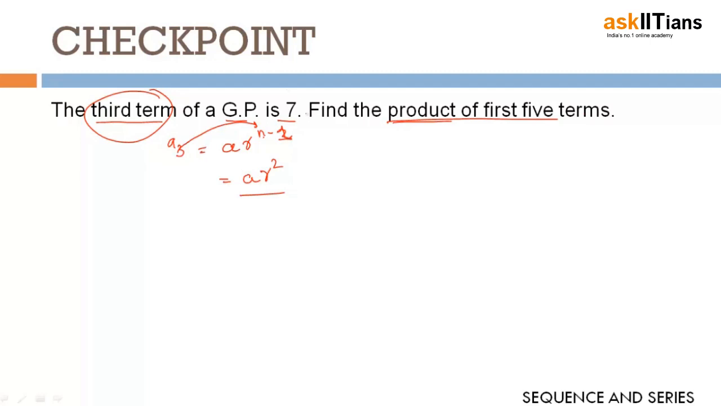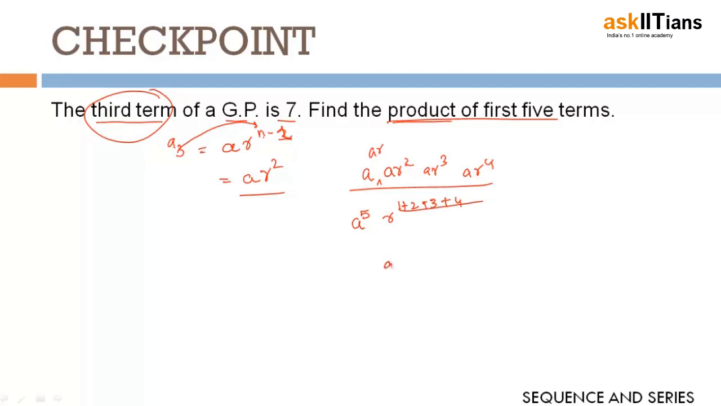Now it's asking for the product of the first 5 terms. So let us first take the first 5 terms: A, AR, AR square, AR cube and AR^4. Now if I multiply these, what will I get? This will be A raised to power 5, since 5 A's are there. For r it will be 1 plus 2 plus 3 plus 4.